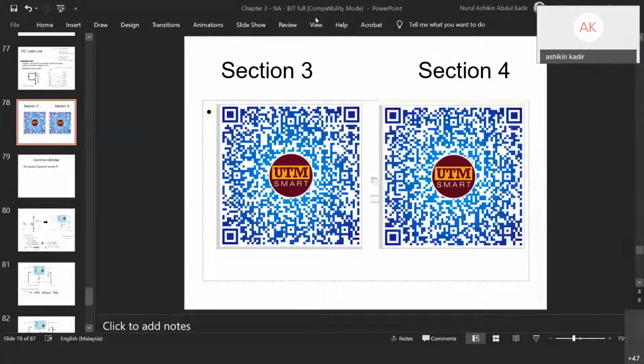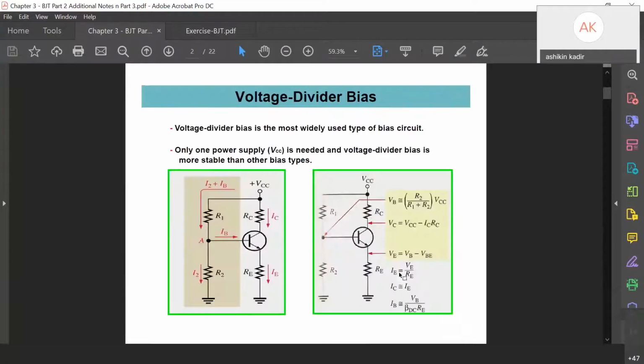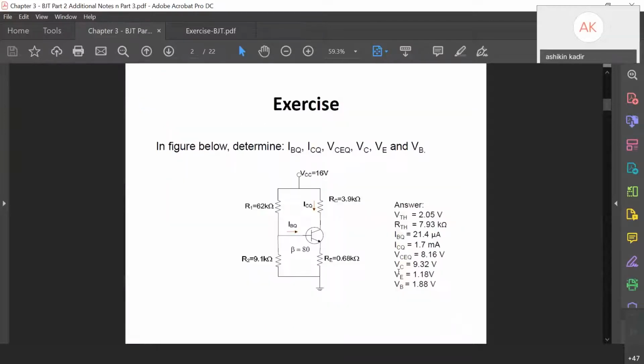So I have provided additional notes inside the e-learning. Okay, have you downloaded the new notes? Yes, this is the additional notes. So this is voltage divider bias, where we apply the Thevenin theorem. And then this is another exercise.